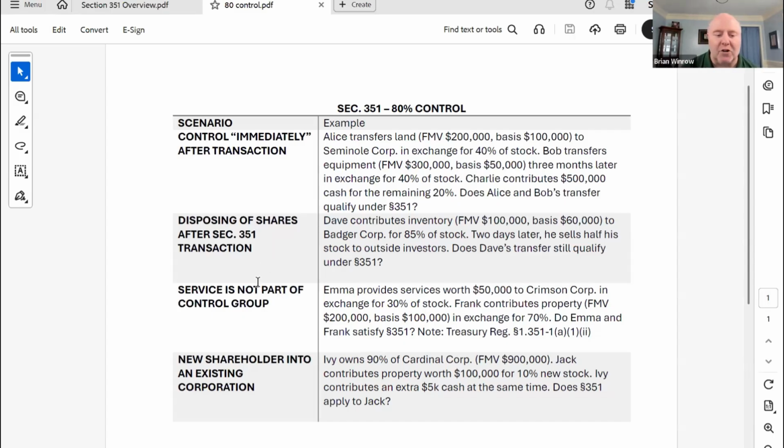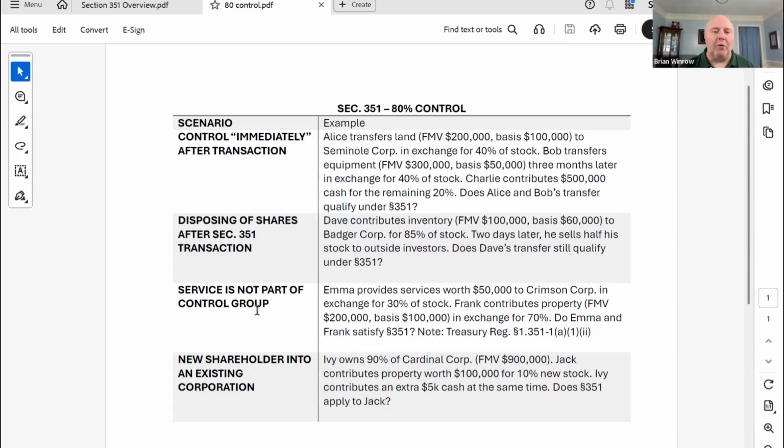Service is not part of the control group. So this happens all the time. You're going to get four clients that come in, and the first three are going to say, we're putting in property. Each of us is putting in property that has a fair market value of $100,000 and a basis of $20,000. So they all have $80,000 of realized gain, but they don't want to recognize it, right? But there's three of them. The three that are putting in property are all going to be 25% shareholders.